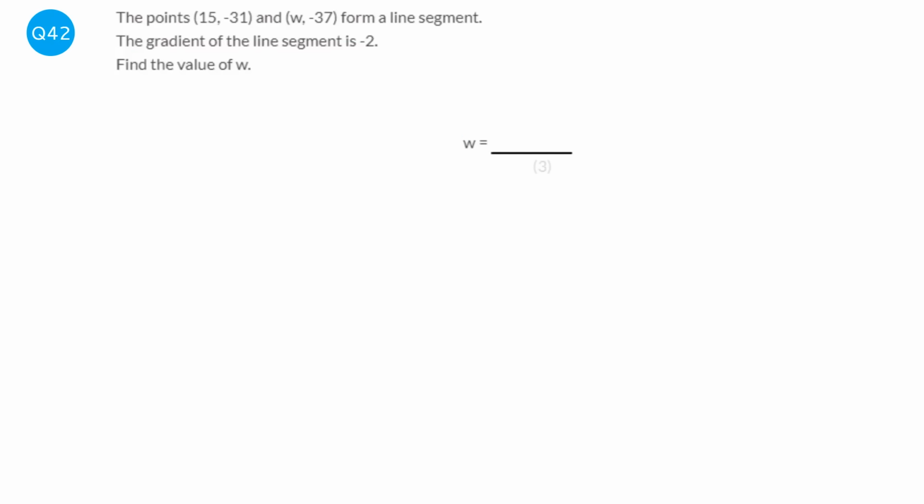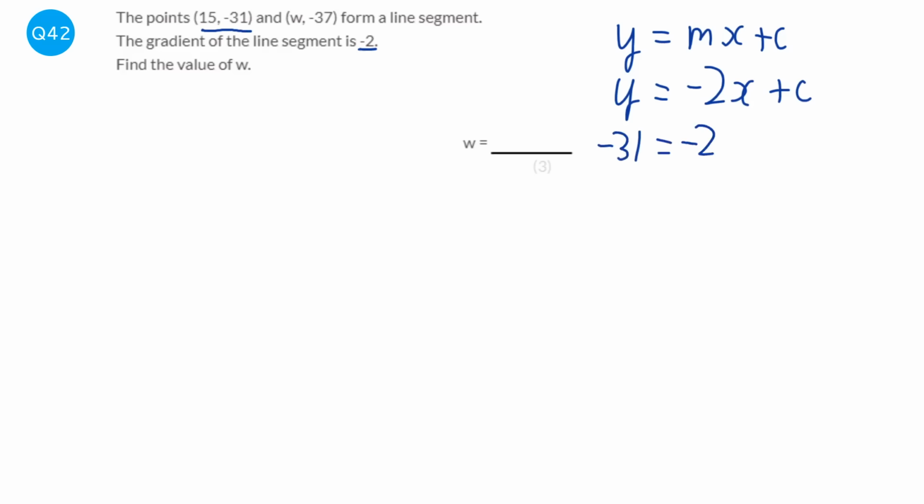So we're going to start by understanding that all lines can form an equation y equals mx plus c, with m being the gradient and c being the y-intercept. It says here the gradient is -2, so we've already got a bit of a head start with this, but we don't know what the y-intercept is. So we're going to use this first set of coordinates to work out what the y-intercept is. So y is -31, and x is 15. And we're going to use this to solve and find out what c is.